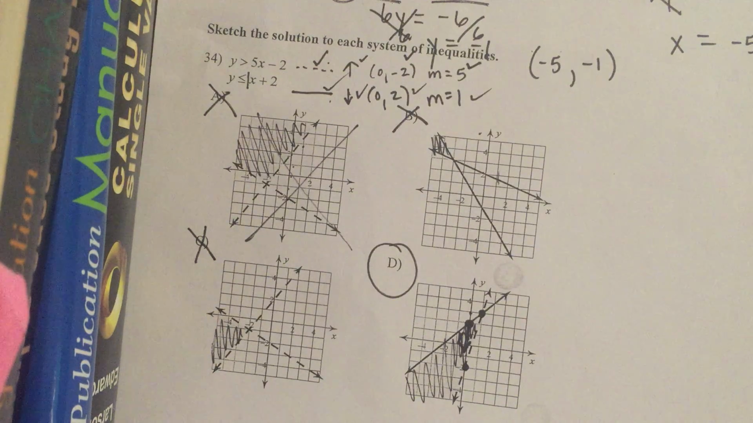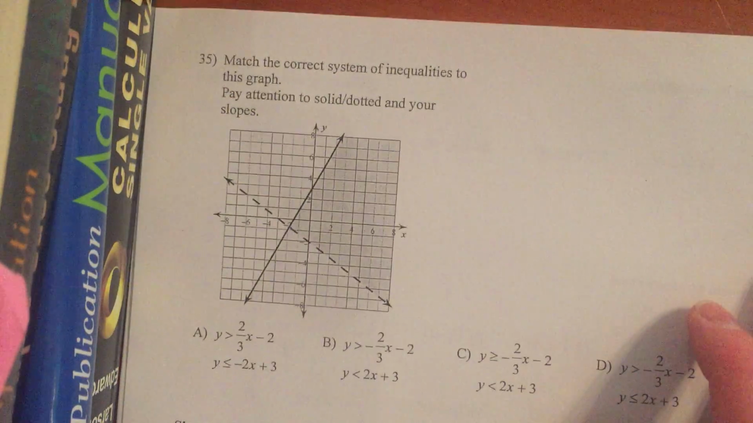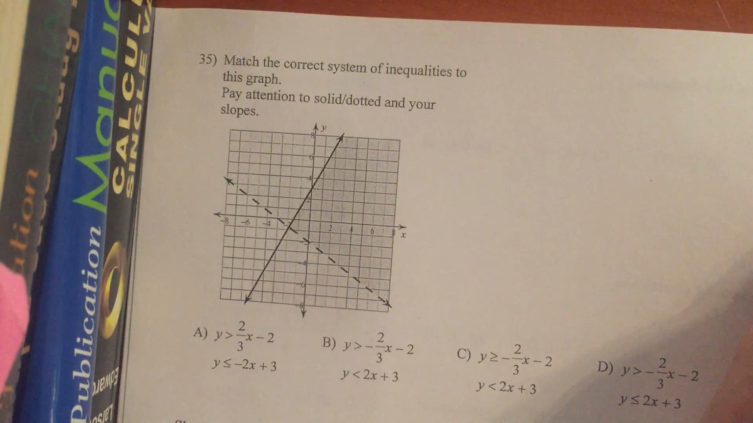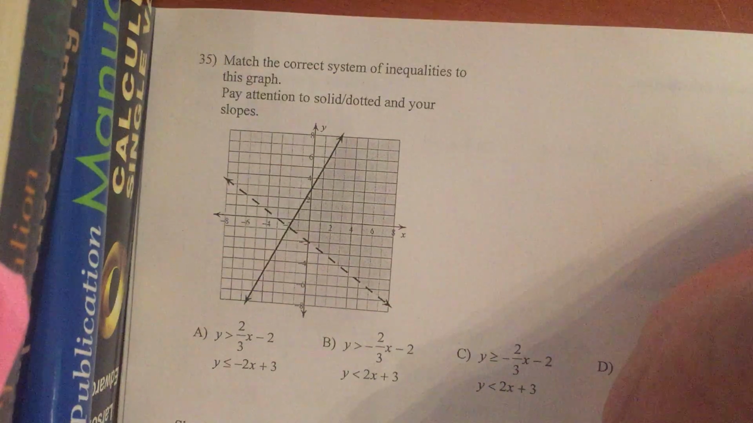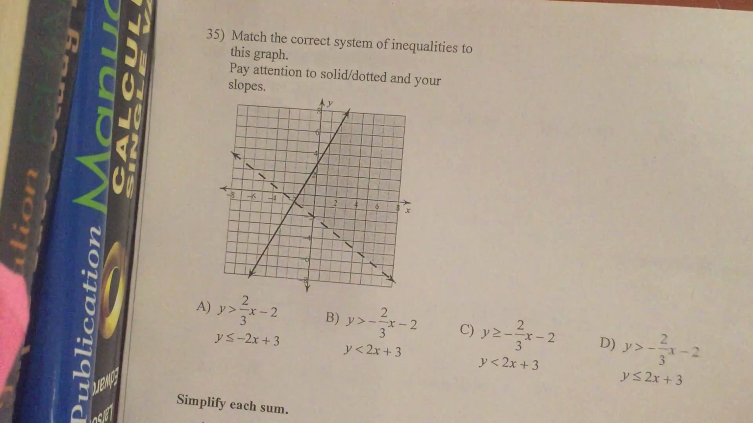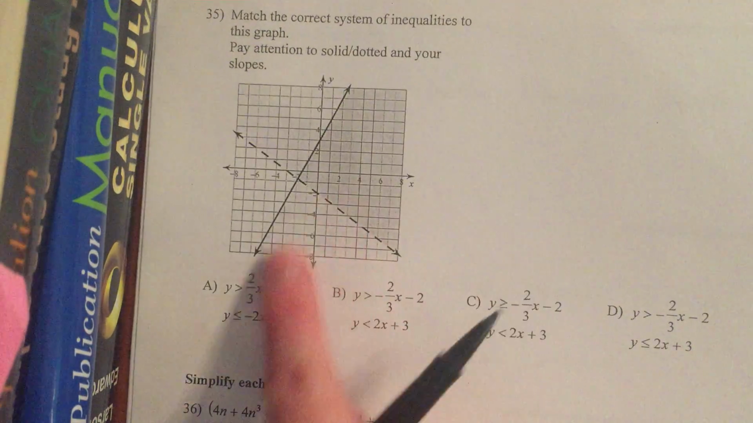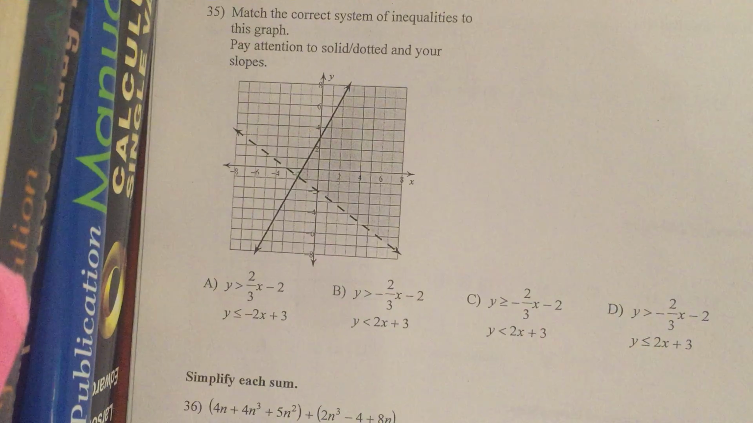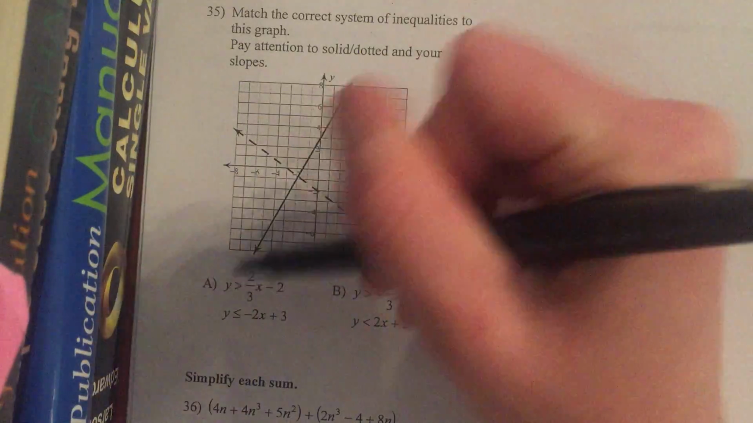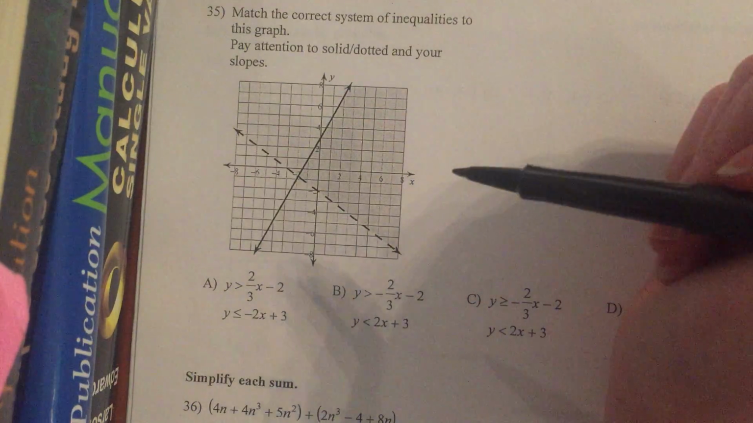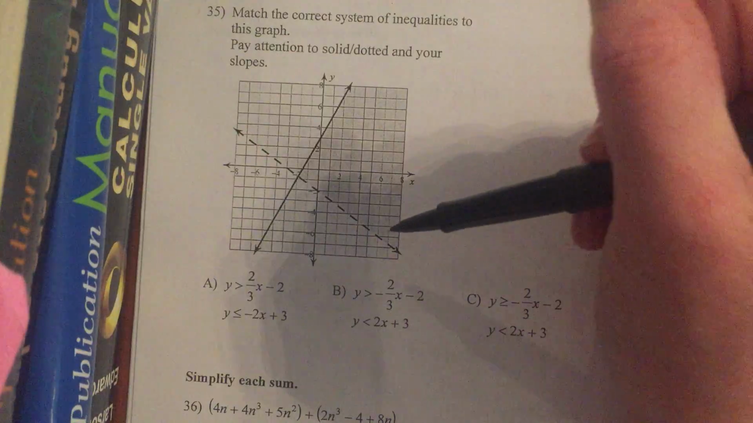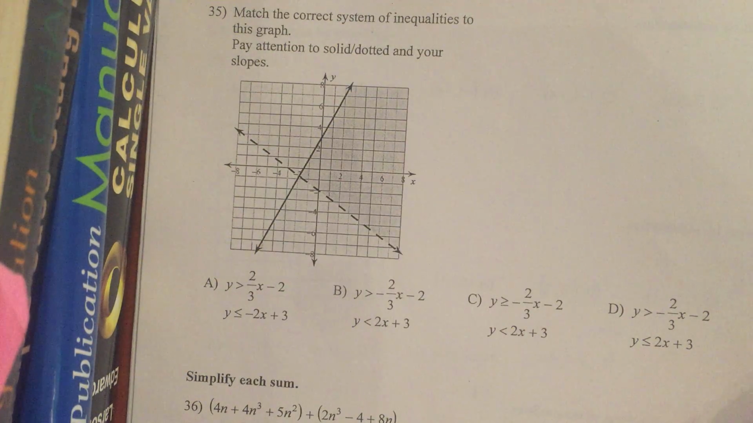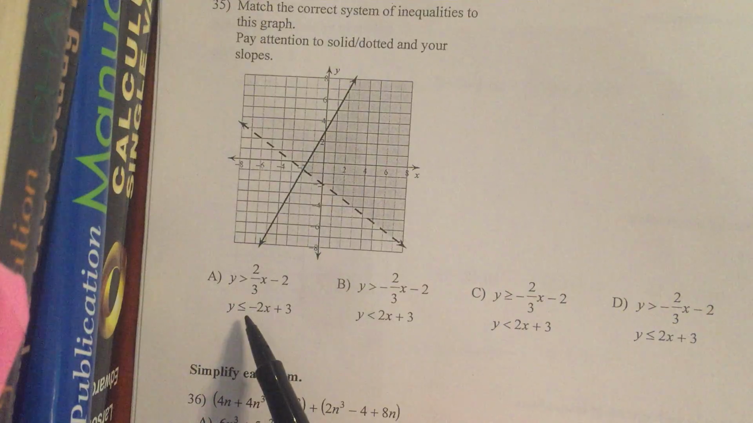The next one, number 35. Match the correct system of inequalities to this graph. Pay attention to solid or dotted lines and your slopes. So here I can't just look at this and rule out something by the inequality symbols. I really have to be careful here because I have a dotted line and I have a solid line. So I should have an inequality that has an or equal to, but I should also have an inequality like this that does not have an or equal to. Well, that has one of each like it should.